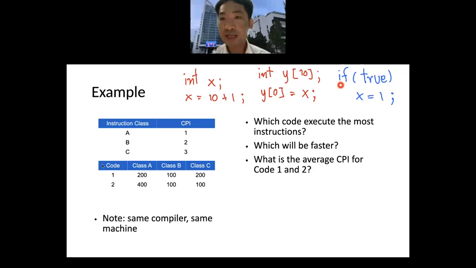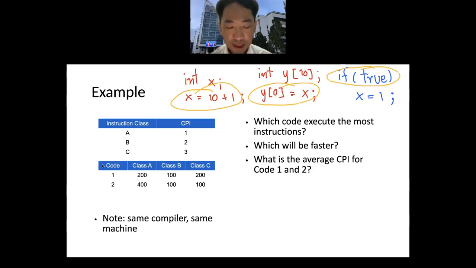The instruction like this is different from this one as well. So here is an example of different classes of instruction. Maybe this is class A, maybe this one is class B, and here is class C. We will discuss instruction classes in chapter 2.